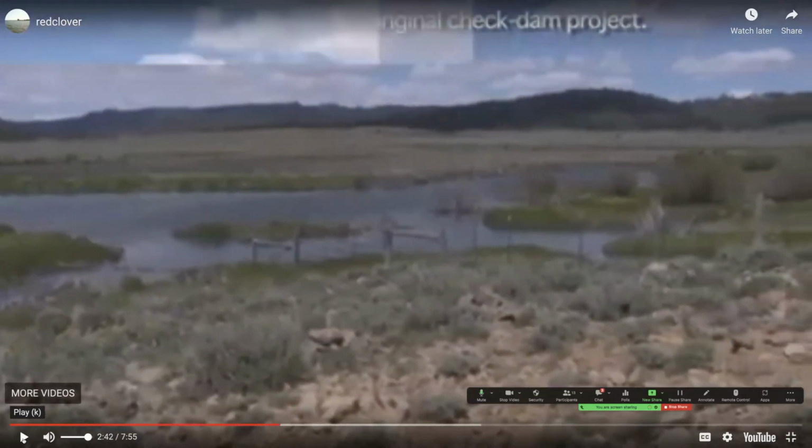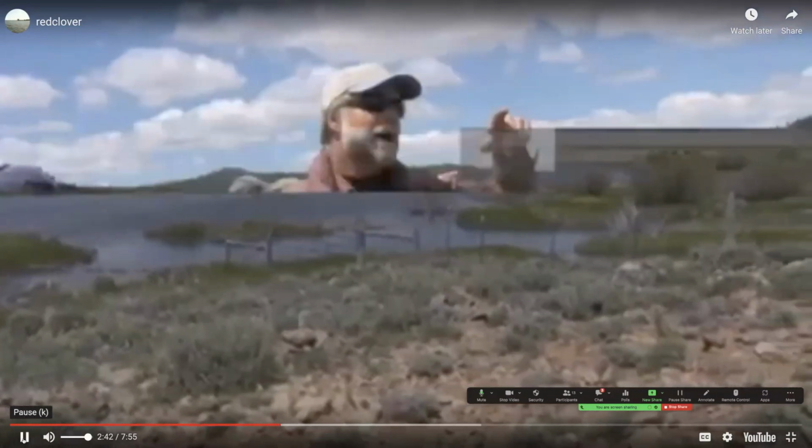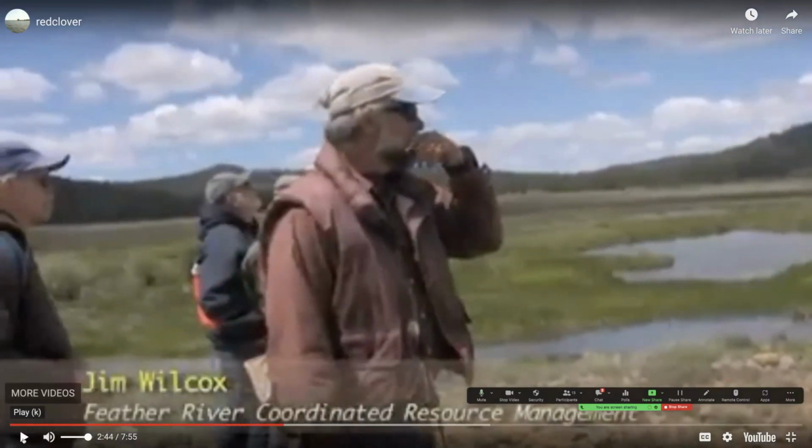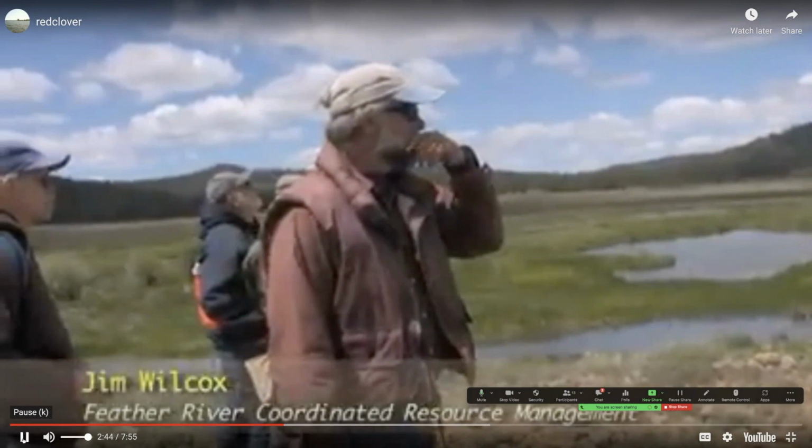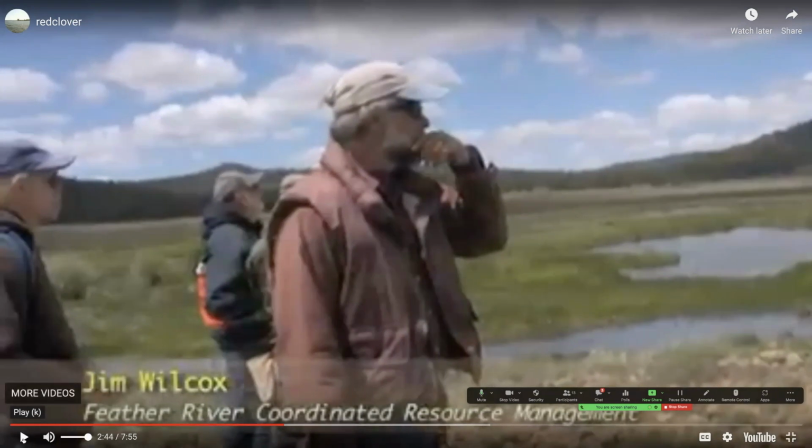Look at that. It looks like this. That is really amazing. That's fixed completely. The water level has gone up about 14 feet. Scott, that's Jim Wilcox, head of the Feather River Coordinated Resource Management. He is the gentleman that I've been dealing with, and he invited me to this meeting in the year 2010, 12 years ago. And that's when I took the opportunity to take this video.